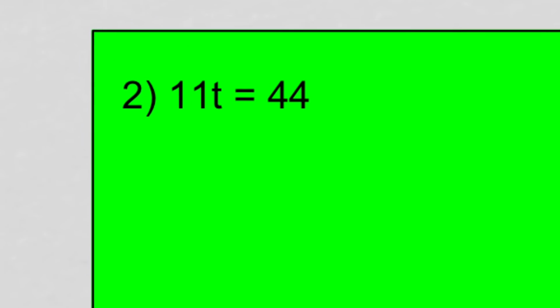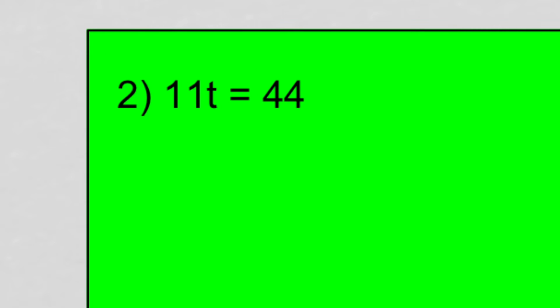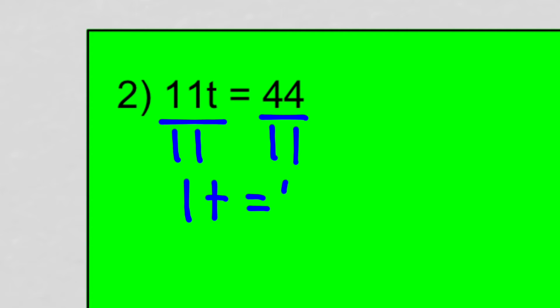Okay, number 2, same idea, different variable. 11t equals 44. 11 multiplied by some unknown number equals 44. To get the t by itself, we want to do the opposite of multiply by 11, which is divide by 11. And I have to do that to both sides of the equal sign. Now, as I solve the equation, 11 divided by 11 leaves me with 1, and I still have a t. And 44 divided by 11 is 4.